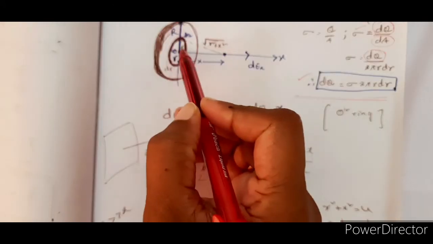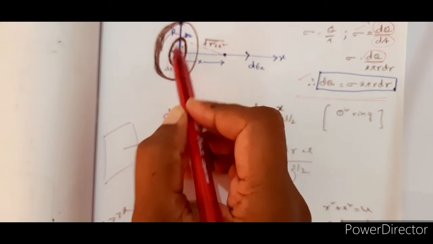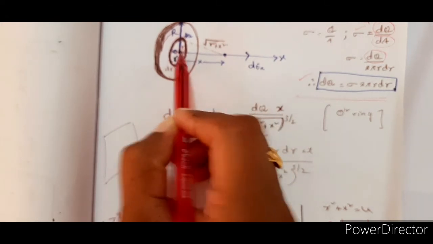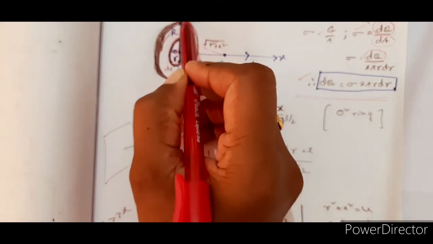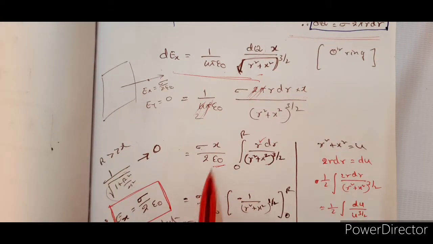Why? Because you can take one ring here, one ring here, one ring here, so all the rings like this. Then only it will become a circular disc, right? So therefore this r varies from 0 to capital R. So which is a variable? Small r is the variable. So since small r is the variable, you are taking x outside. So sigma x by 2 epsilon naught.